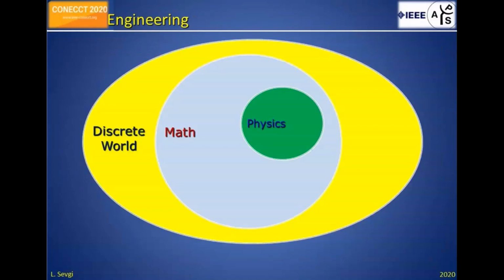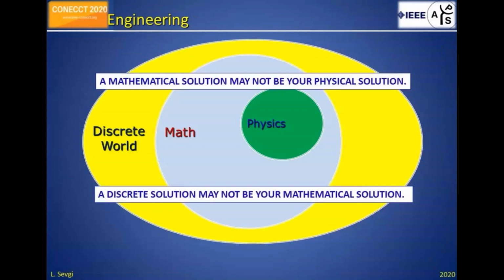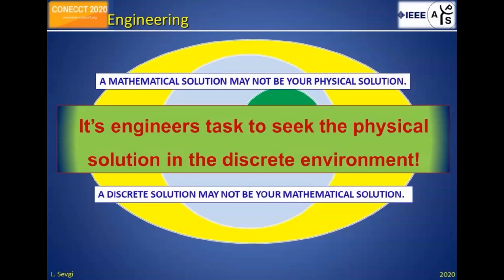Remember, physics is a subset of mathematical work, which is another subset of discrete work. So your mathematical solution may not be the physical solution you're looking for, or a discrete solution may not be your mathematical solution. So it is your task to seek the physical solution in the discrete environment.